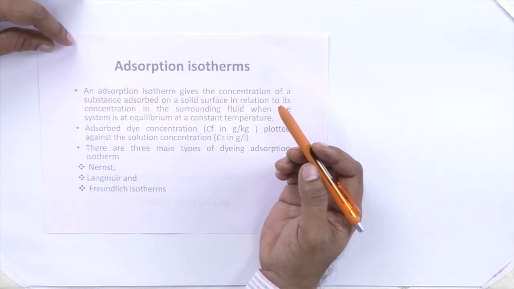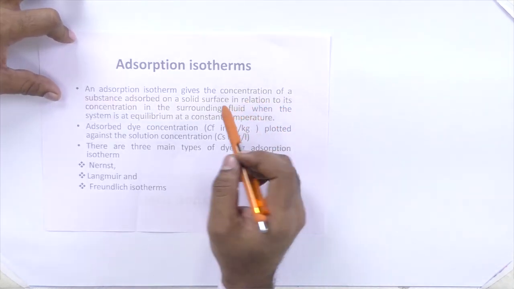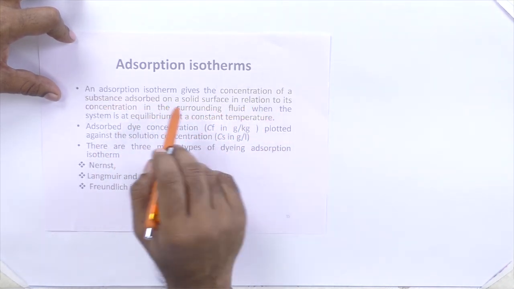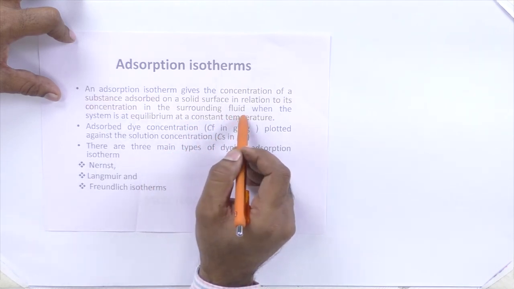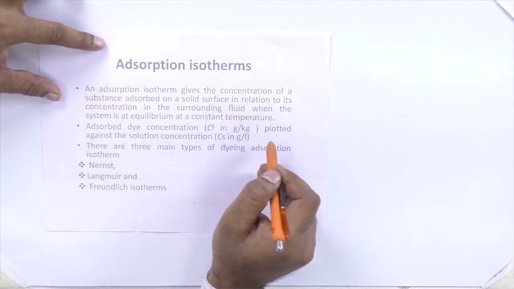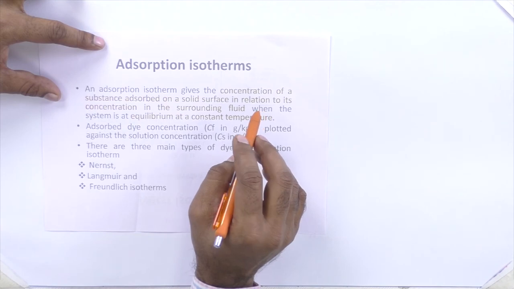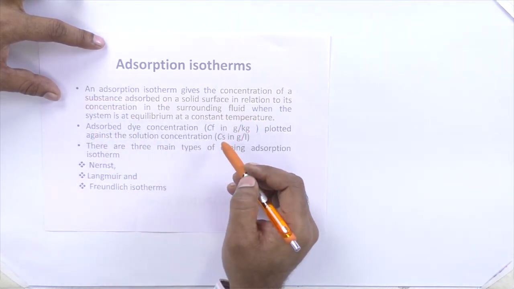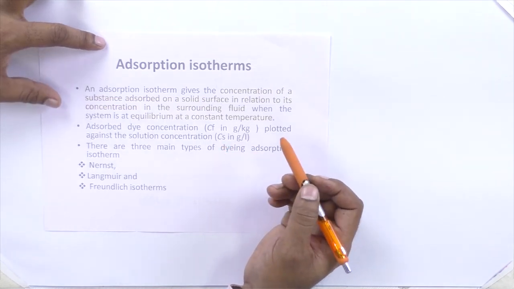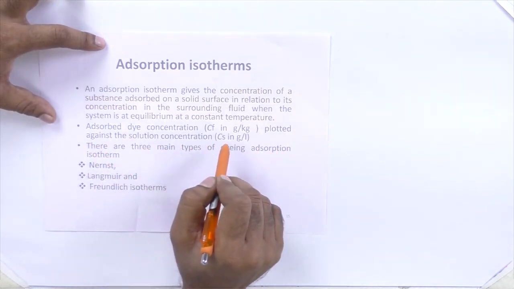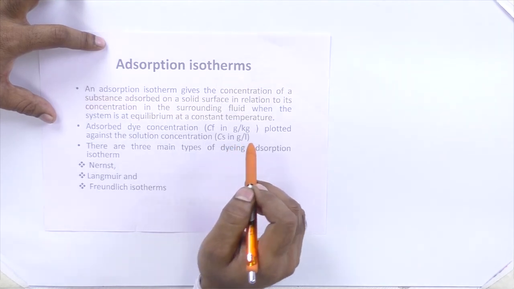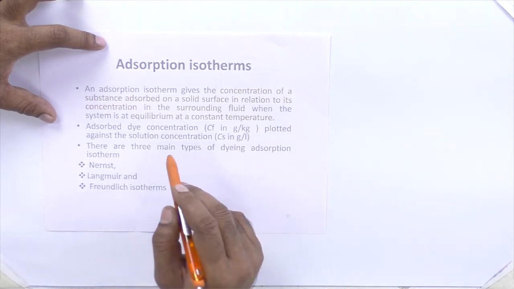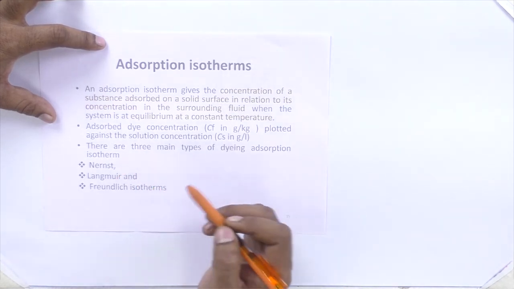And adsorption isotherm, so it gives the concentration of a substrate adsorbed on a solid surface in relation to the concentration of the surrounding fluid. So how much the dye takes in relation to the solid surface, that is the adsorbed dye concentration, Cf in gram per kg, plotted against the solution concentration, that is Cs, solution concentration in gram per liter. So there are three adsorption isotherms followed: Nernst, Langmuir and Freundlich isotherm.